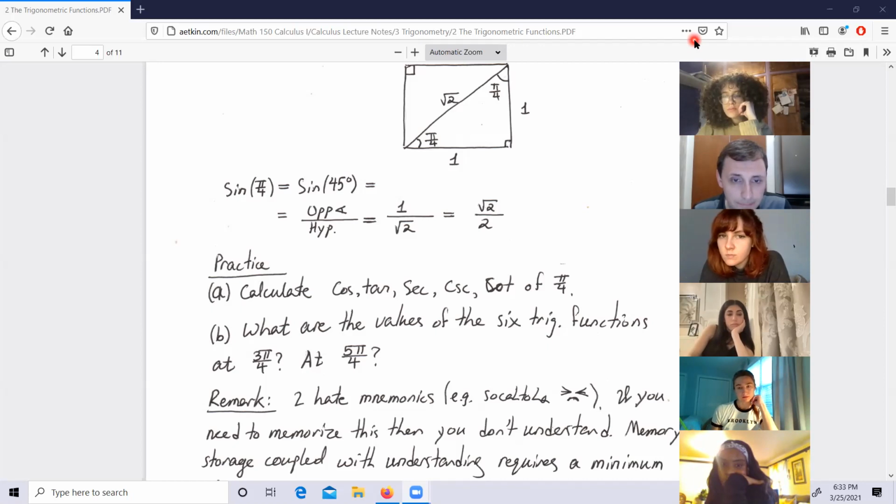Okay, Safa. Well, I'm not sure what you mean by square root. I see, you accidentally typed square root of 2 over 2. Square root of 2 over 2. And cosine.